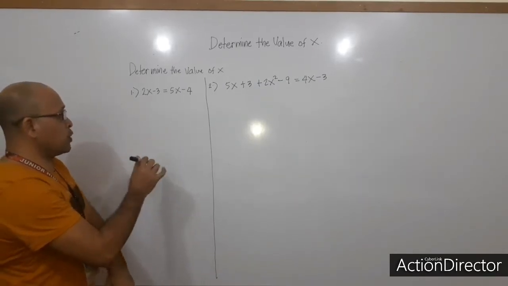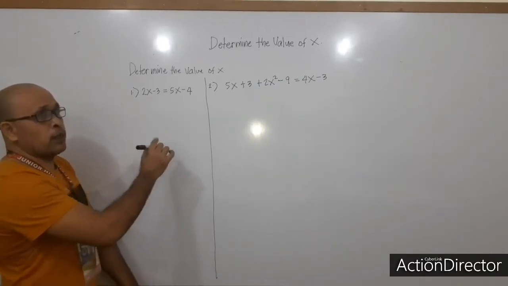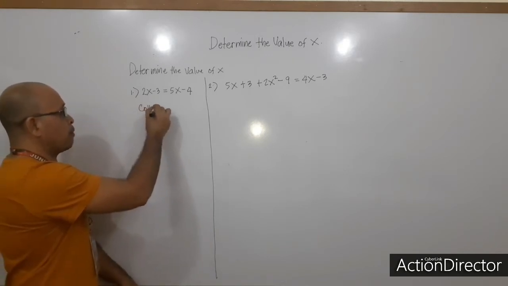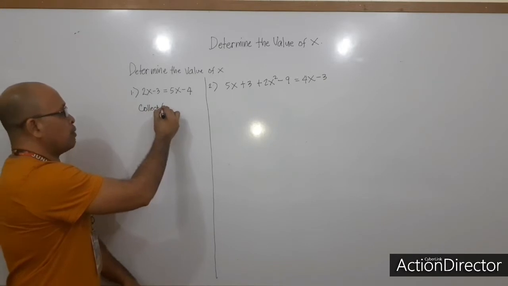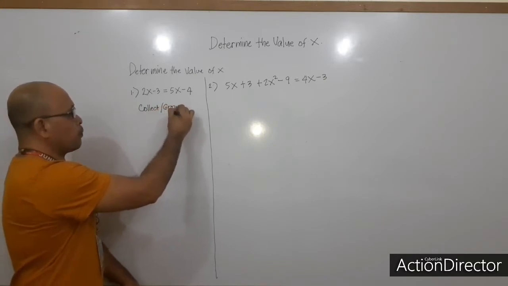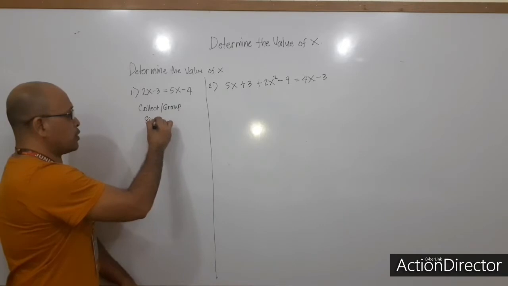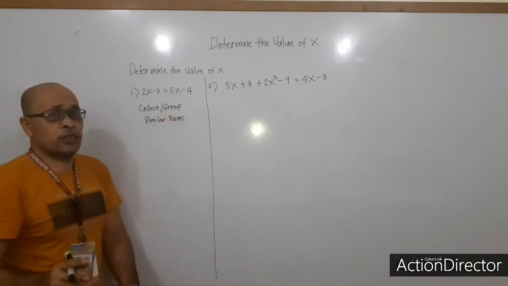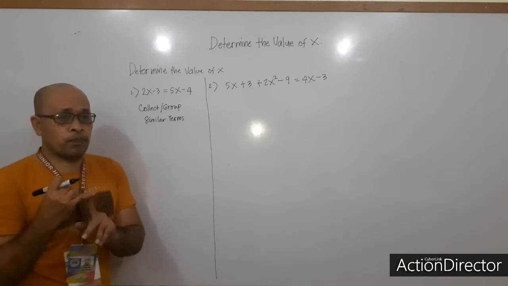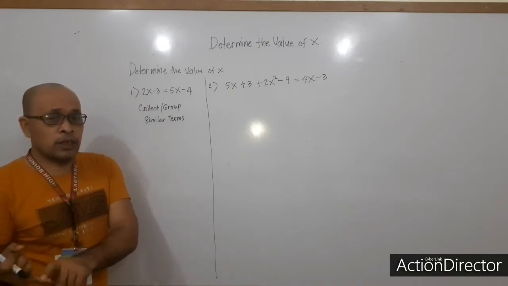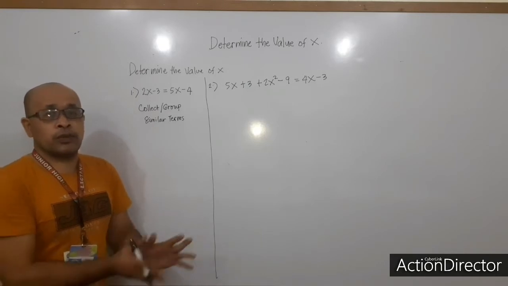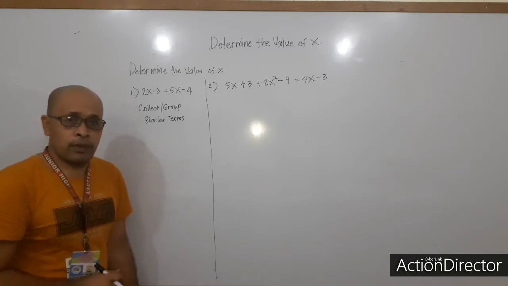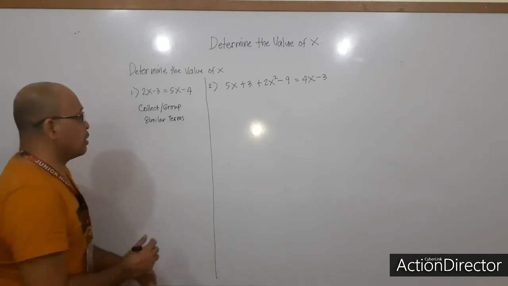To solve for the value of x, the first thing you are going to do is collect, or sometimes we call this group, similar terms. So when we say similar terms, you are going to group all the constant terms, and also collect all the terms that have a variable with the same exponent.